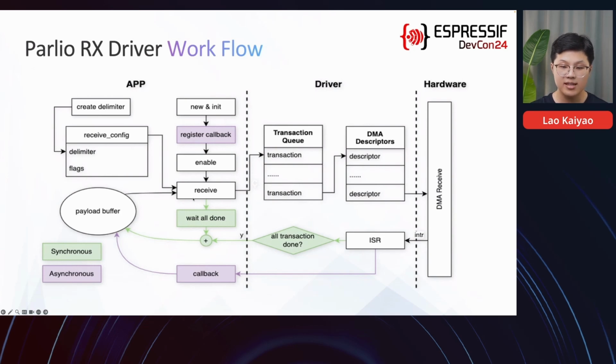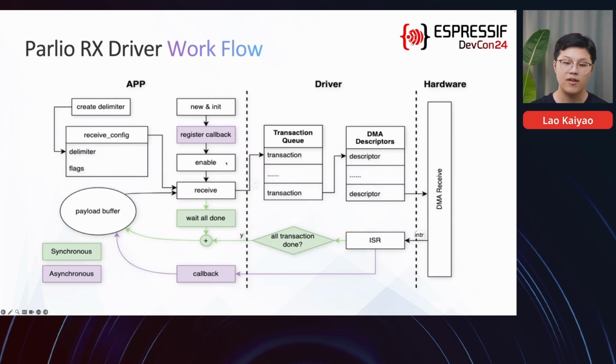To receive the data, the receive configurations need to be specified. The created delimiter handle can be attached to this configuration. The receive function will pass the configurations and the payload buffer into the driver. If we want to receive synchronously, here is a blocking function that will block until all the transactions are done.